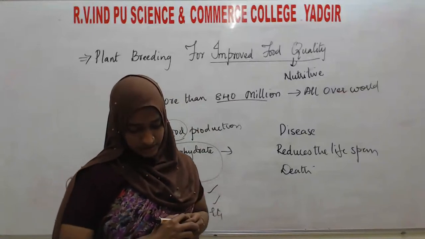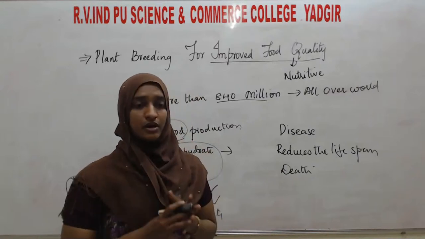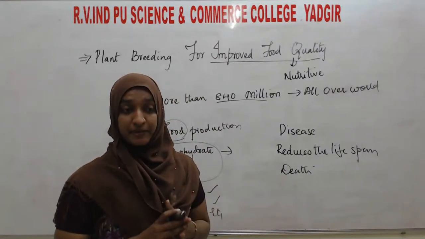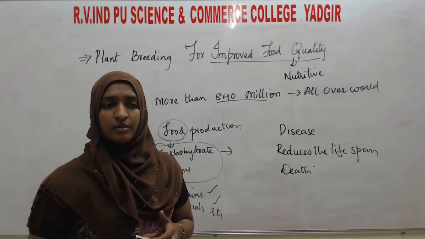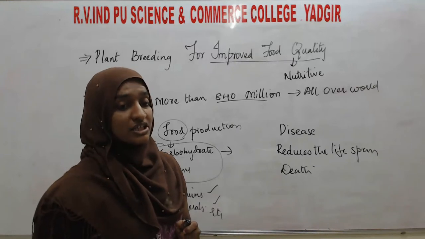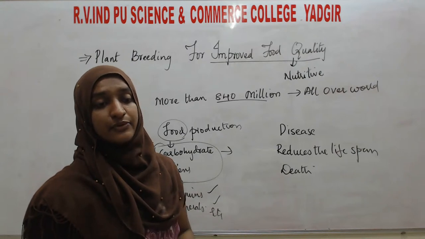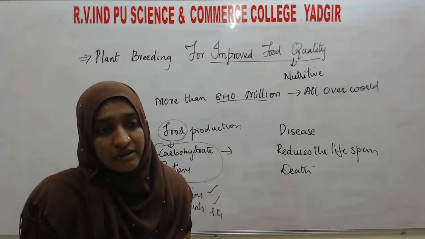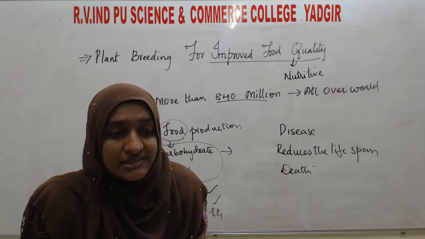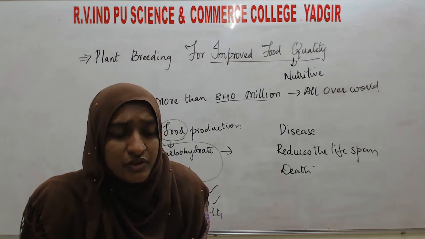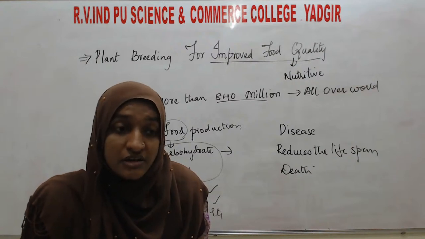Here, they cannot afford to buy. See, in the world, many people are not getting enough quantity of nutrients. Why? Because their financial condition is not so good. They cannot buy. For example, the rich people will buy apples daily. The apple contains certain minerals and nutrients which are required for our body. That's why we say an apple a day keeps the doctor away.